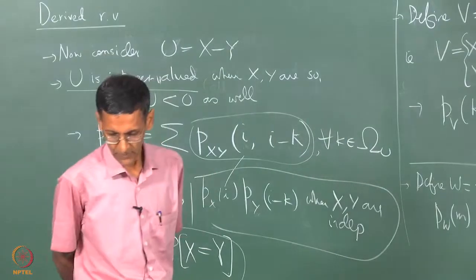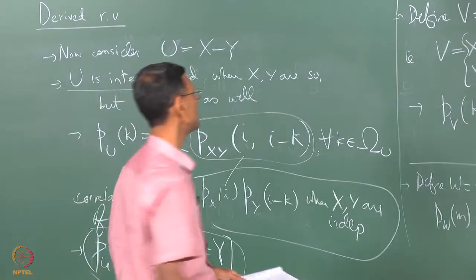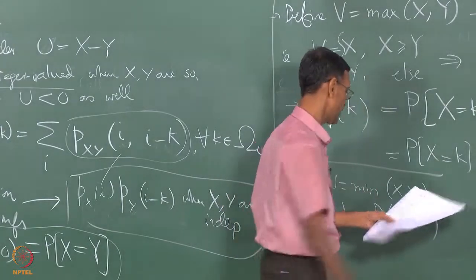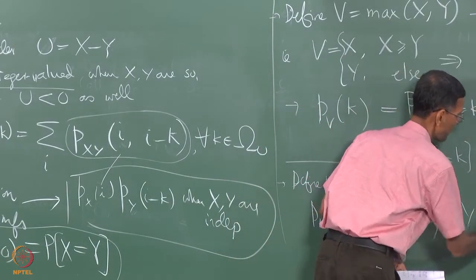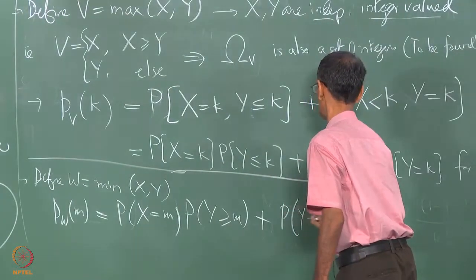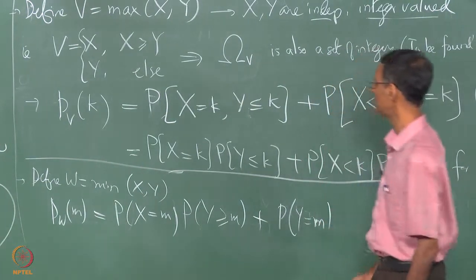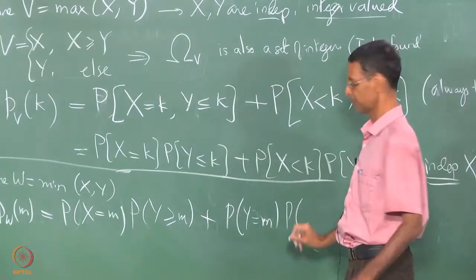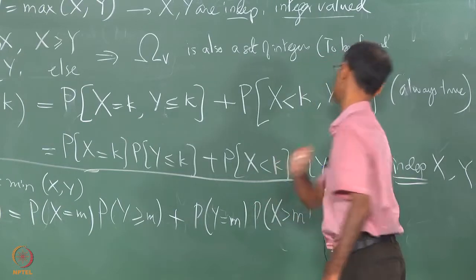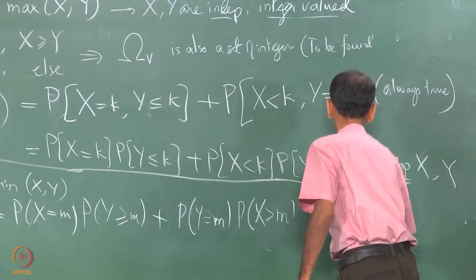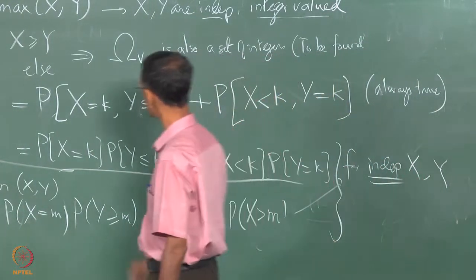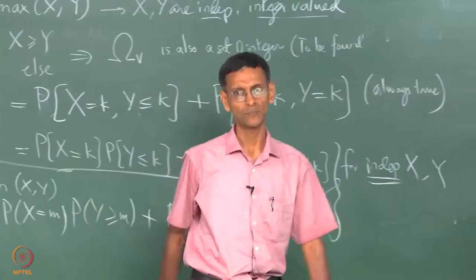What is P? This is for the independent integer valued case. I just write the result and we will explain it. P(X equal to m) P(Y greater than equal to m) plus P(Y equal to m). If I put Y equal to m, what will I put here? Strictly greater than m, correct. So this is again for independent X, Y. Of course, if you want to remove the independence, you will have to club this as a joint event like we did here. Otherwise, it's right.